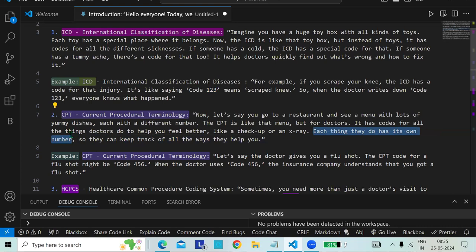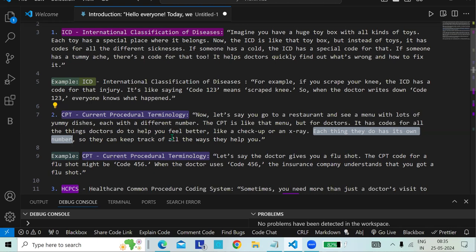So each thing a doctor does will have its own number. Whatever treatment the doctor gives to the patient, those things will be covered under CPT codes. So they can keep track of all the ways they help you. For example, CPT, Current Procedural Terminology, let's say the doctor gave you a flu shot. For example, you got the flu and the doctor gave you a flu shot to cure it.